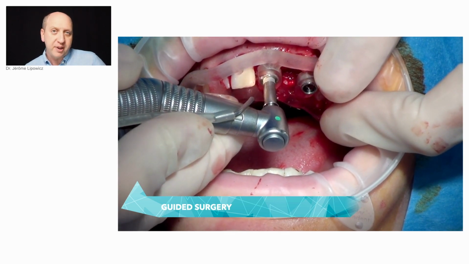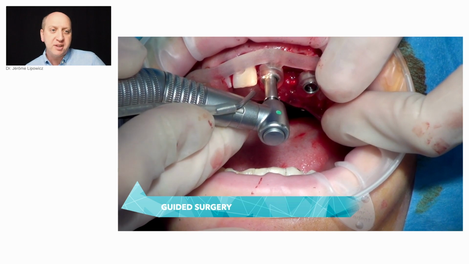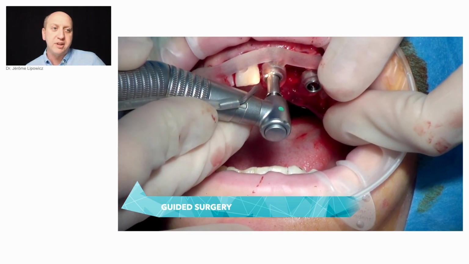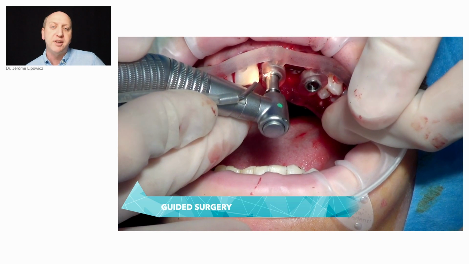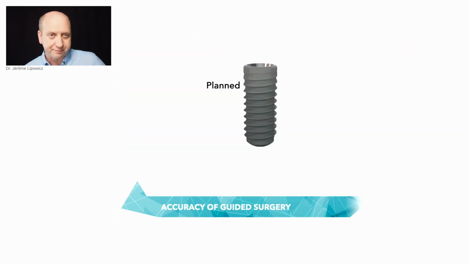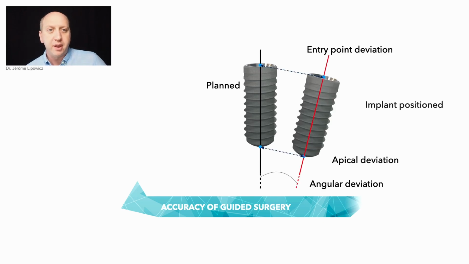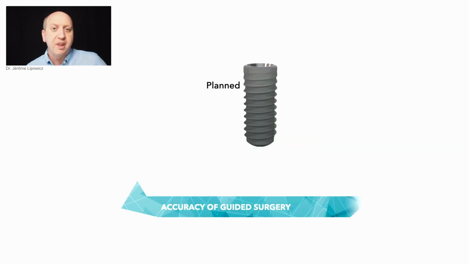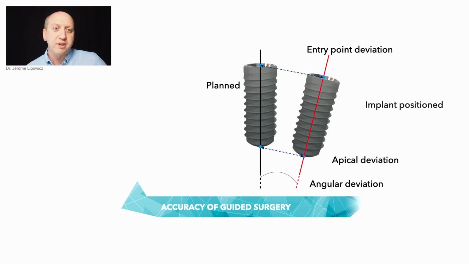The creation of the template is the sum of many steps which can include errors, and the sum of these errors, the sum of these inaccuracies, can lead to an unexpected result. So what does the scientific literature teach us about guided surgery? Regarding the method, what is calculated between a plan and the obtained result is the discrepancy between the entry points, the deviation between the apex, and the angle of deviation between the planned implant and the implant that has been placed.